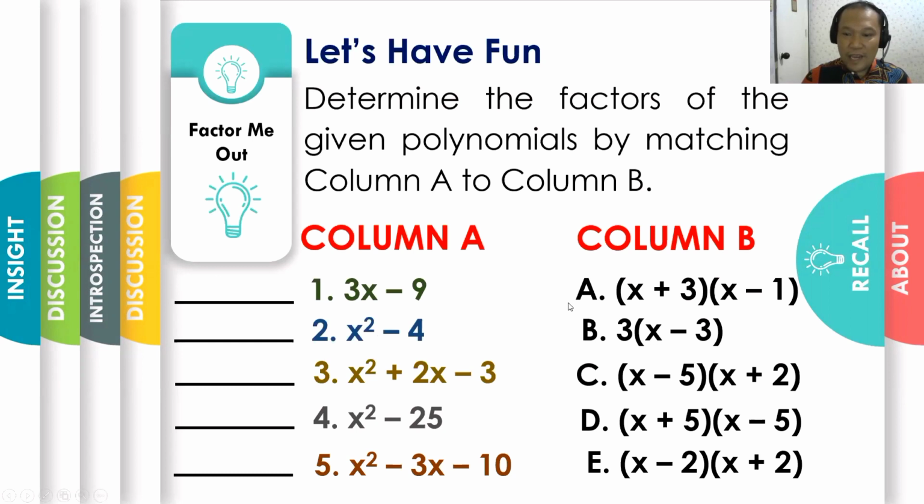Okay? Now, for letter A, we do have x plus 3 and x minus 1. For letter B, we do have 3 and x minus 3. For letter C, we do have x minus 5 and x plus 2. For letter D, we do have x plus 5 and x minus 5. And for letter E, we do have x minus 2 and x plus 2. Okay, now I will be giving you 1 minute to answer the given exercise.